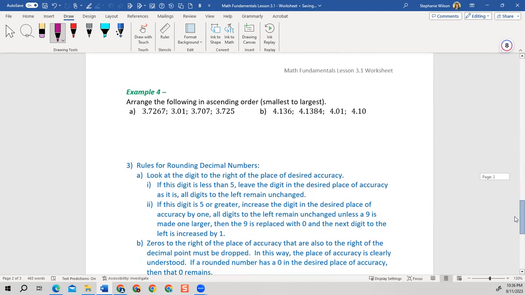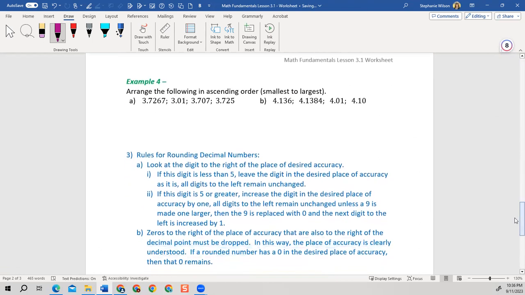What about example 4? It says list them smallest to largest. So let's do A. My smallest is going to be 3.01, comma. My next one would be 3.707. And then the next one would be 3.725. And the next one is 3.7267. Okay.